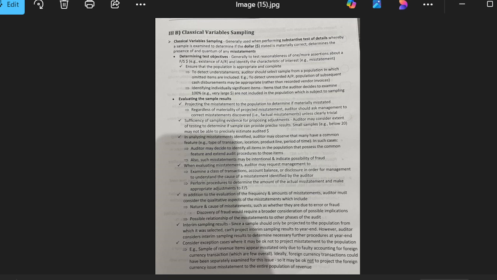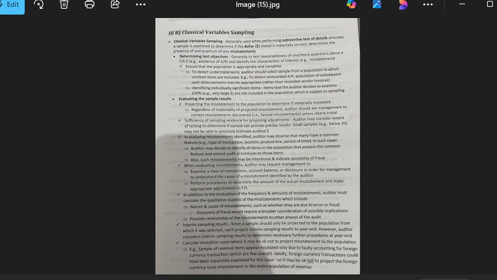So how do we evaluate the sample results? First we project the misstatement to the population to determine if it is materially misstated. In that case, regardless of the materiality of the projected misstatement, the auditor should ask management to correct the misstatement discovered unless it is clearly trivial. Also, consider the sufficiency of the sampling evidence for proposing the adjustment. Here, the auditor may consider the extent of testing to determine if the sample can provide a precise result or not, and small samples may not be able to provide a precise estimate of the audited transactions.